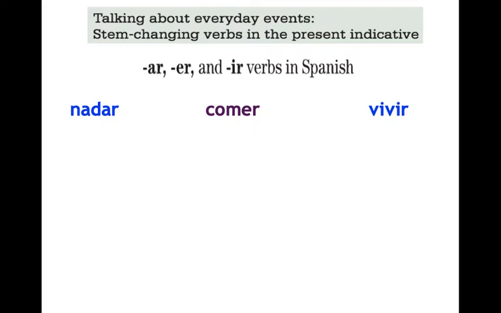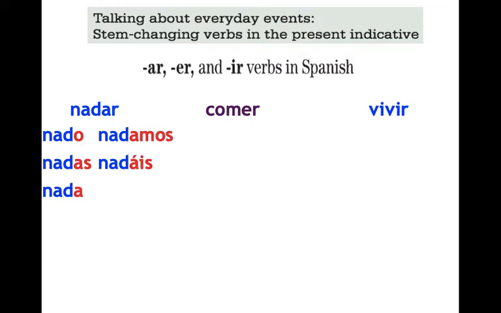Let's conjugate the regular verb nadar in the present indicative, the form for what's going on right now. Repita. Nado, nadas, nada, nadamos, nadáis, nadan. Let's just say the regular AR verb endings. O, as, a, amos, áis, an.